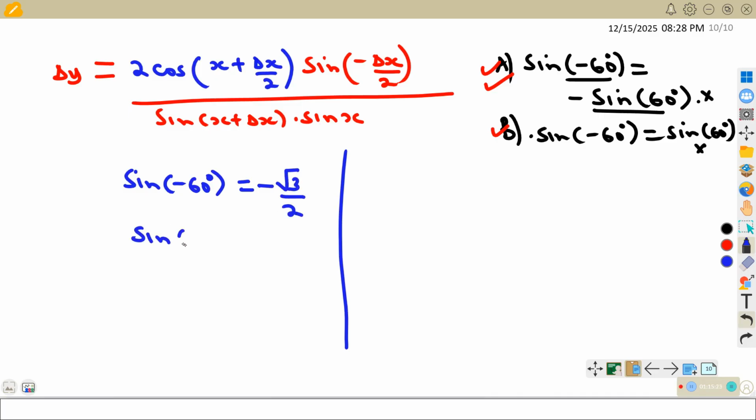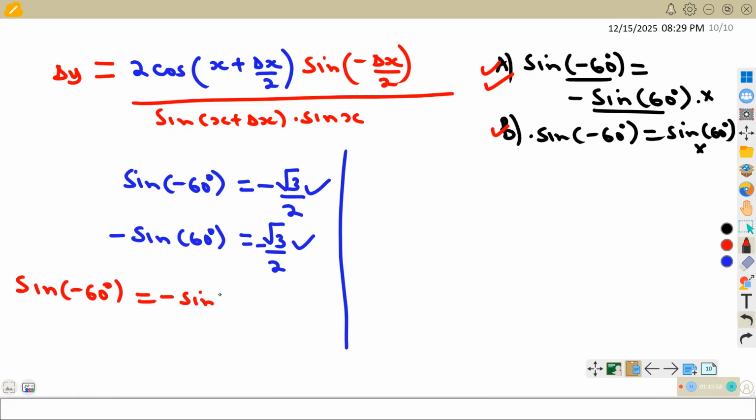Okay, what is sine of 60 degrees? Root 3 over 2. So it means negative sine of 60 degrees is the same as negative root 3 over 2. Is it true? Yes, that is true. So can we say that this one and this one are the same? In other words, when you have sine of a negative angle, it is the same as having negative of sine of that angle.